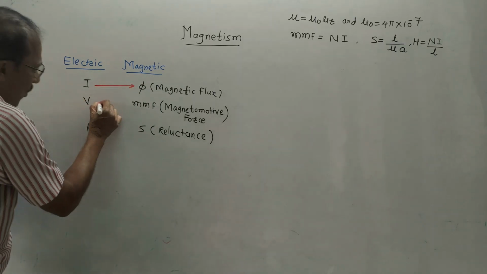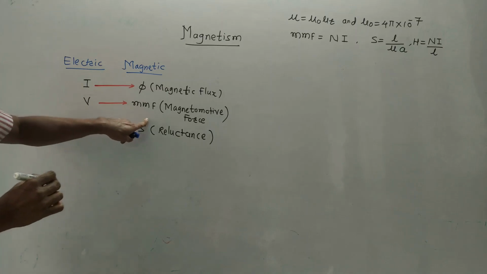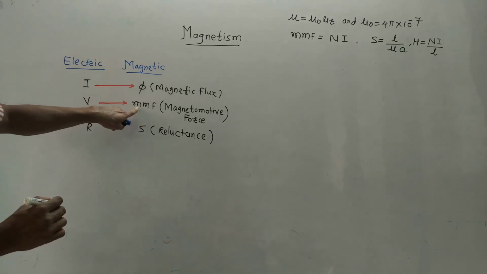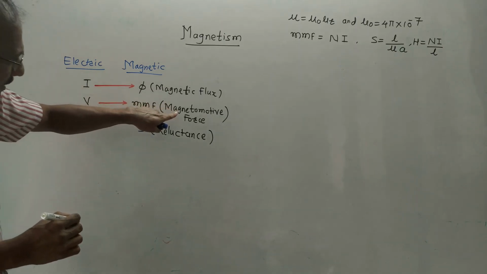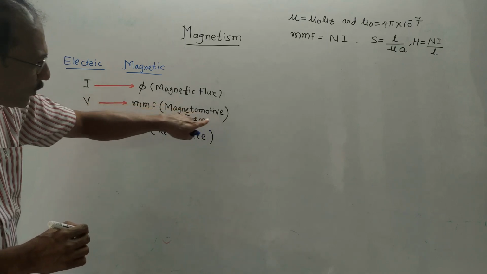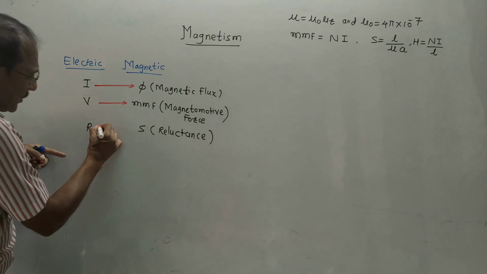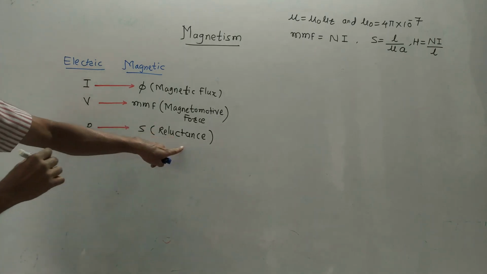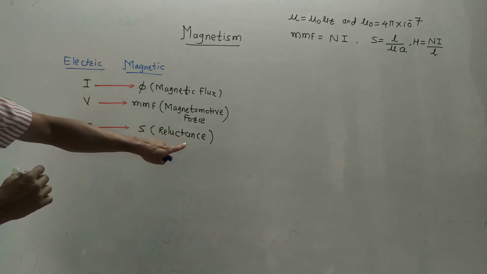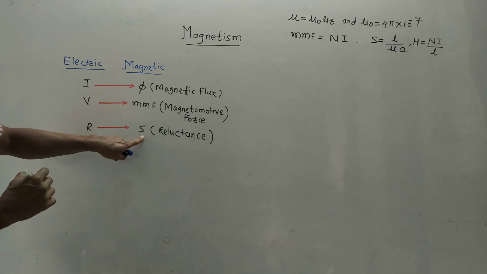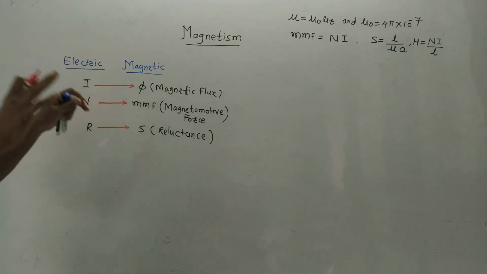Then related to voltage, corresponding term in magnetic field is MMF. It is also referred as magnetomotive force. Magnetomotive force. And corresponding to resistance, one term is there which is called as a reluctance. It is denoted by S, but the basic remains same.